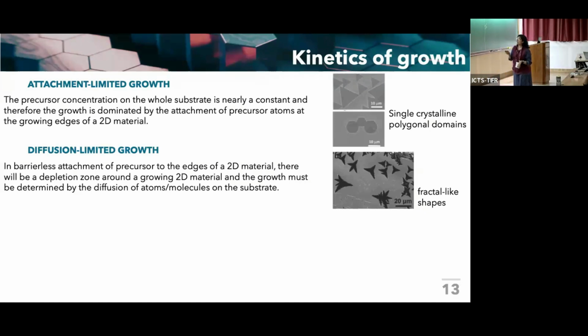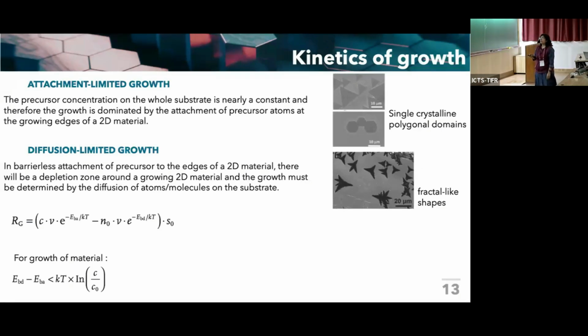So in this kind of situation, what happens is there is a barrierless attachment of the precursors at the edges, and because of that, the precursors in these regions get depleted, and the growth will be basically determined by the diffusion of atoms or molecules on the surface. So it is mostly determined by the temperature here. In that case, you get these kind of fractal shapes, and mostly when you are growing these 2D materials using chemical vapor deposition, you want to be in this attachment limited growth where you can get high crystalline quality for the material.